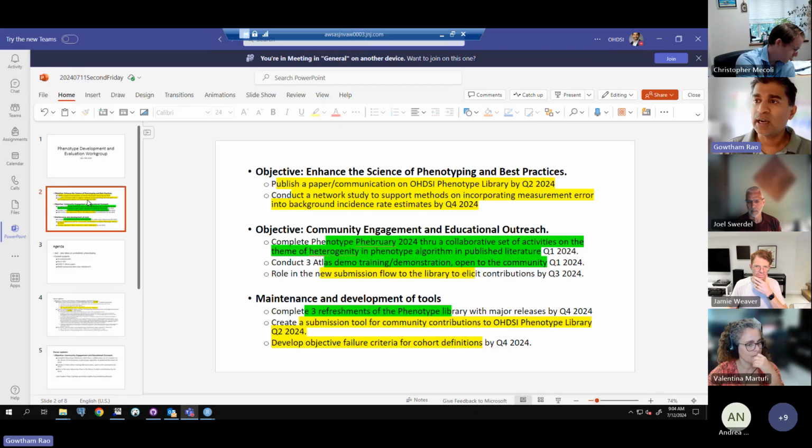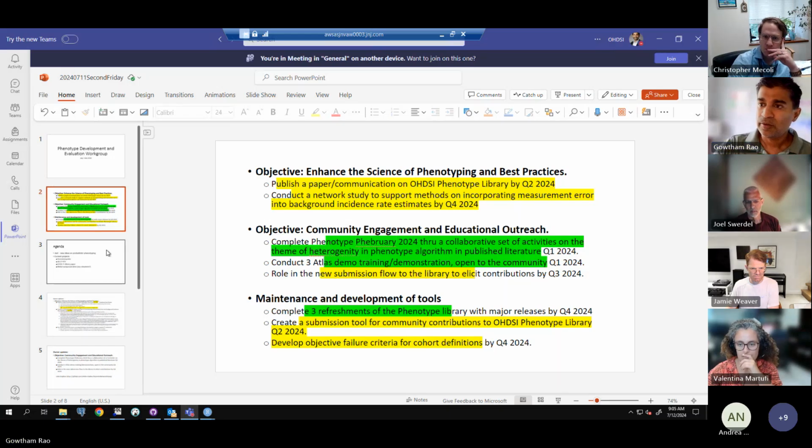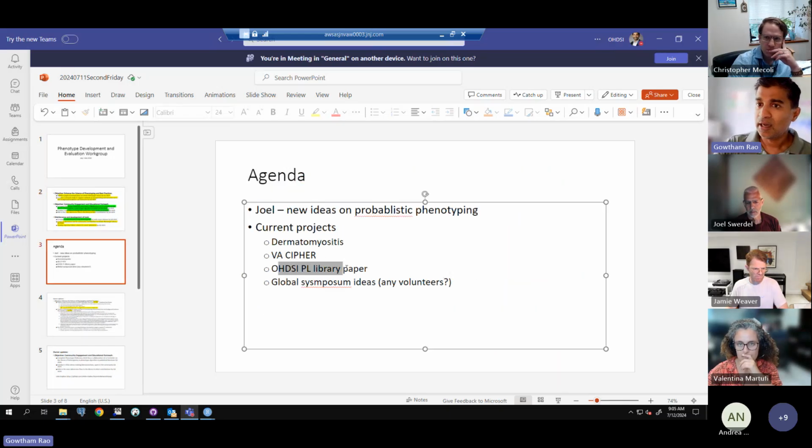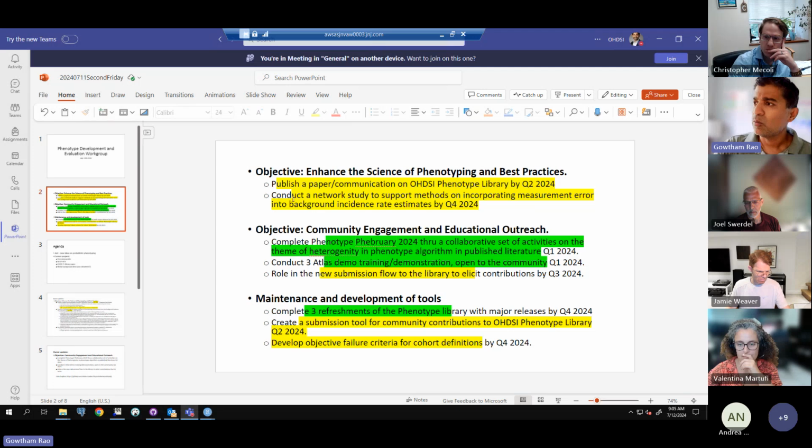So this is our OKRs. We are steadily marching through all the objectives that we agreed on. We want to make progress on a paper on the OHDSI Phenotype Library, which is one of the agenda topics for today. The green colors here are the ones that we achieved. The yellow ones are the ones that we're currently focused on.